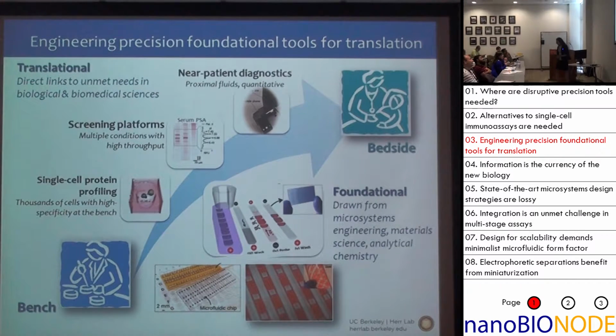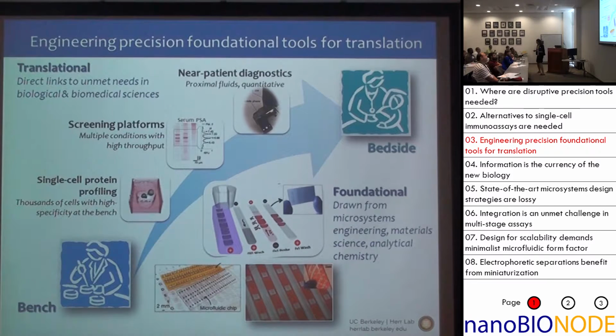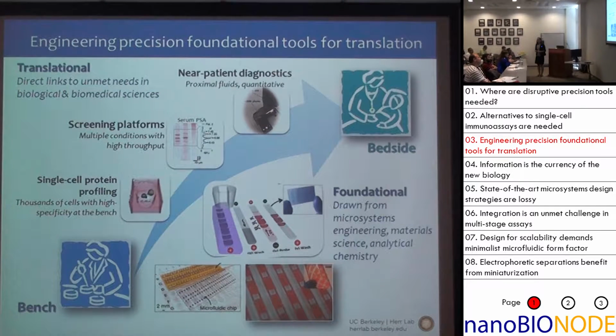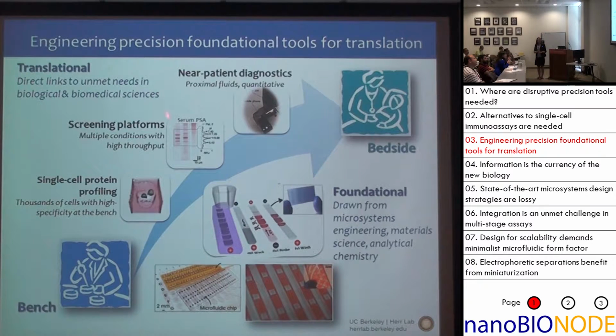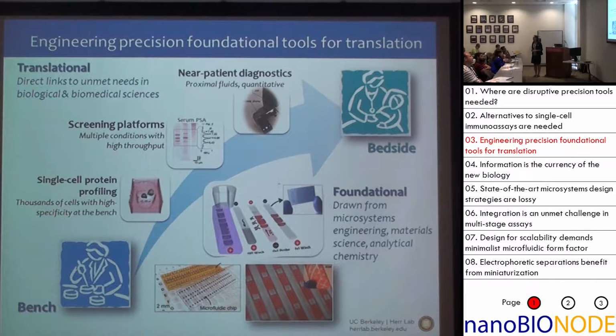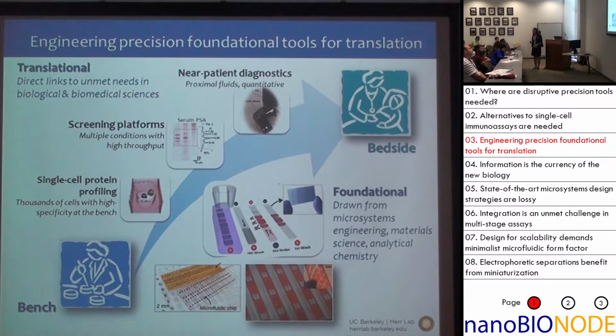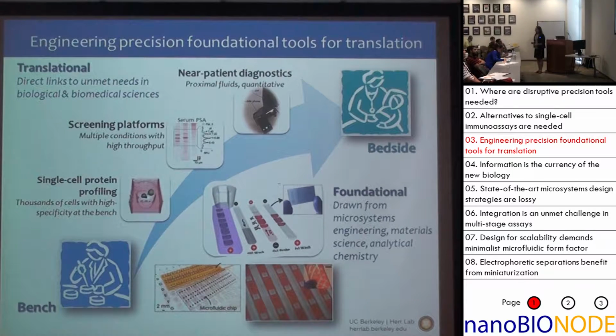In addition to that, there's a couple other areas we work in. I just want to mention these, one of which I won't talk about much today. Certainly here at UIUC, there's some great work happening in this near-patient diagnostics area, something that people often call point-of-care diagnostics as well.